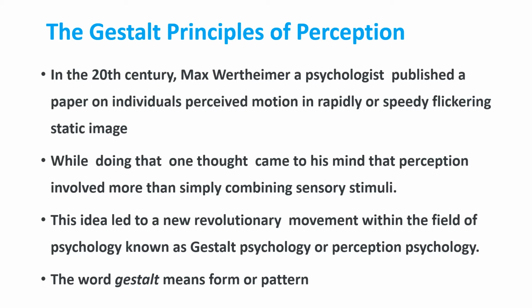This idea led to a new revolutionary movement within the field of psychology known as Gestalt psychology, or perception psychology. What does Gestalt mean? Gestalt means form or pattern. In the coming slides, I will explain what Gestalt psychology is, then you will easily understand what this form or pattern is and what perception means. It's not a simple thing, it's not just flickering, it's not just rapid movement of some stimulus, it's not simply combining some sensory stimuli.